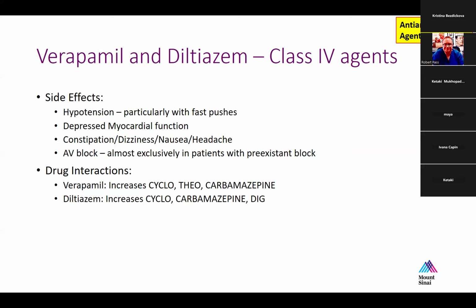As a general rule, you wouldn't want to use this type of agent in somebody who had pre-existing heart block, or significant first or second degree heart block, as it could exacerbate it. But for patients who have normal AV conduction, it's generally safe vis-a-vis the AV node. In terms of drug interactions, it can increase cyclosporine levels, which is an agent we rarely use today, theophylline levels, and carbamazepine. Diltiazem does pretty much the same thing, and can also increase digoxin levels.